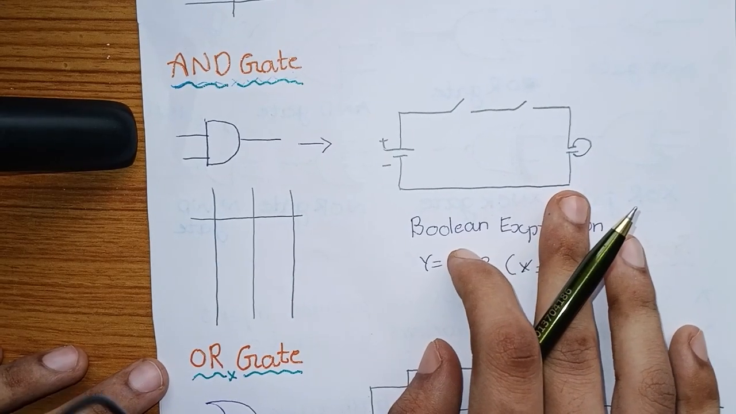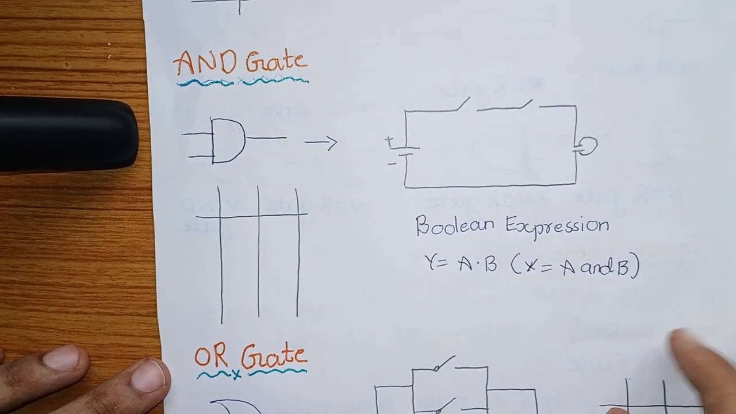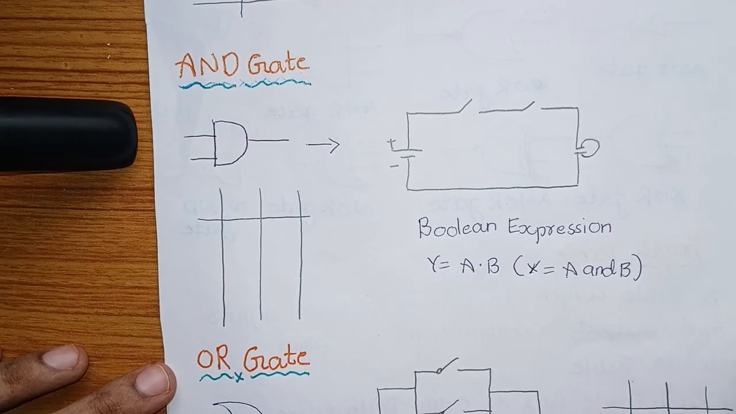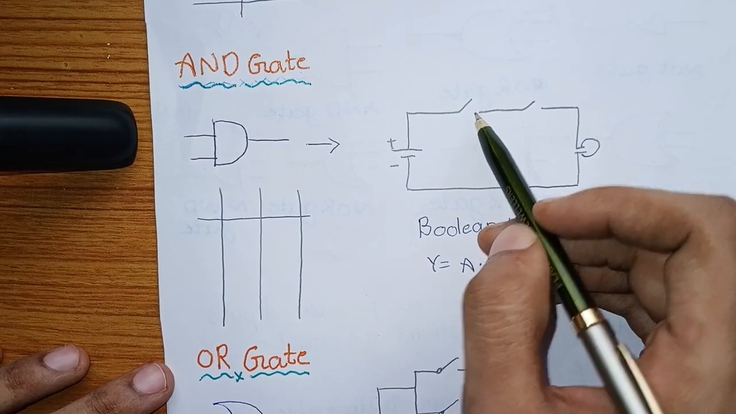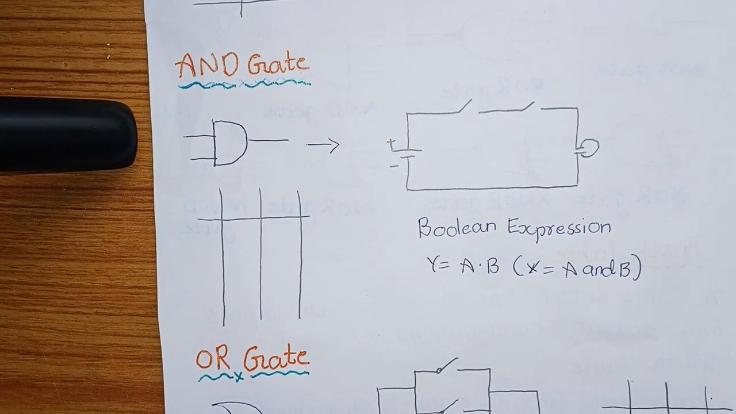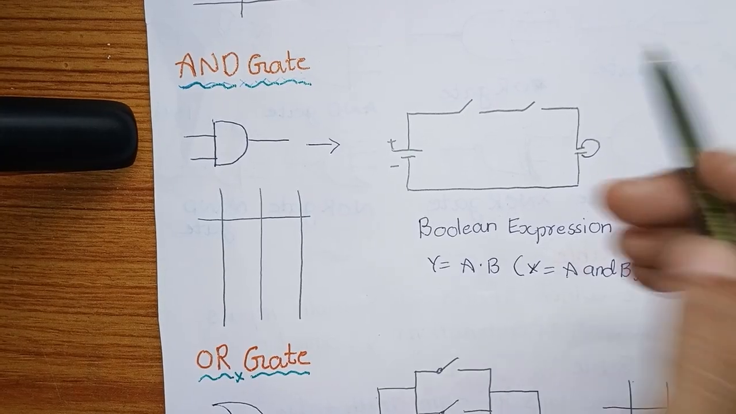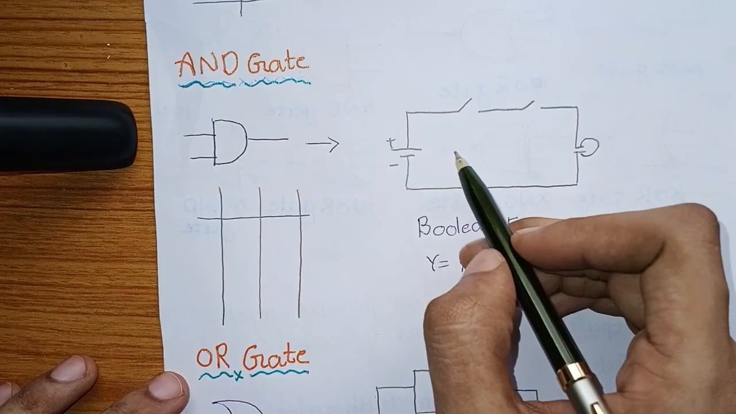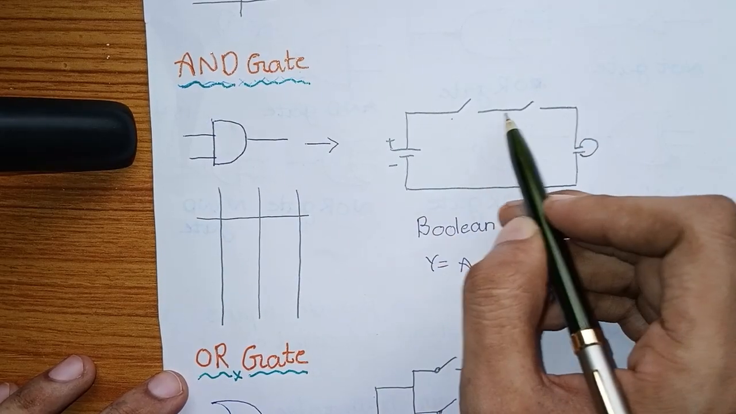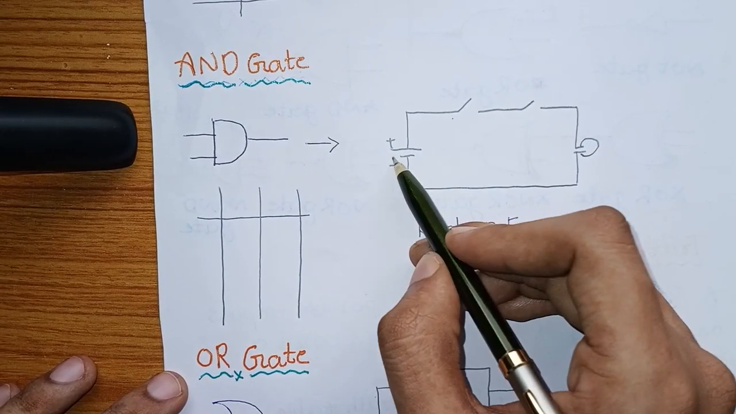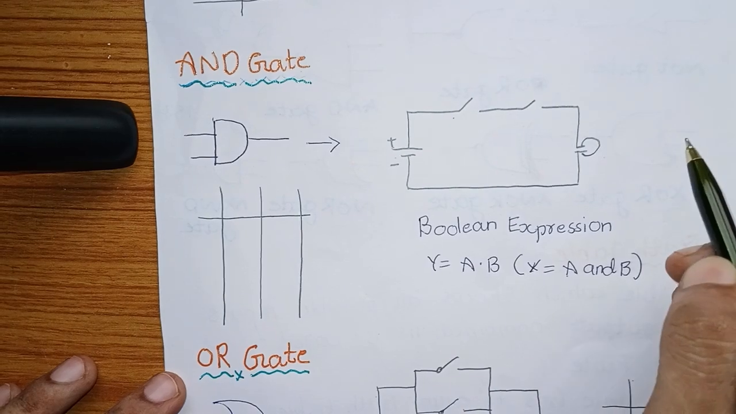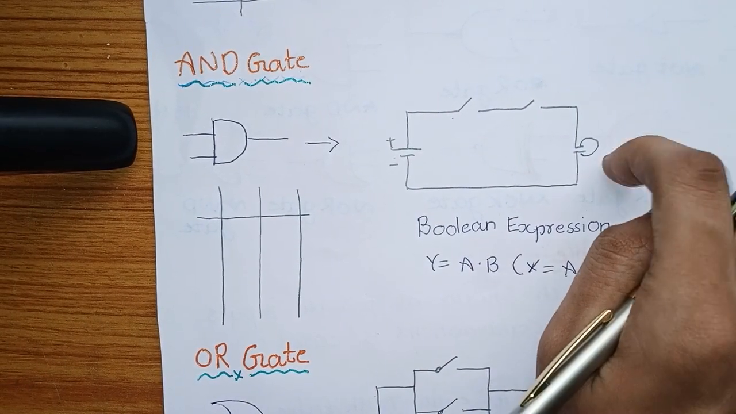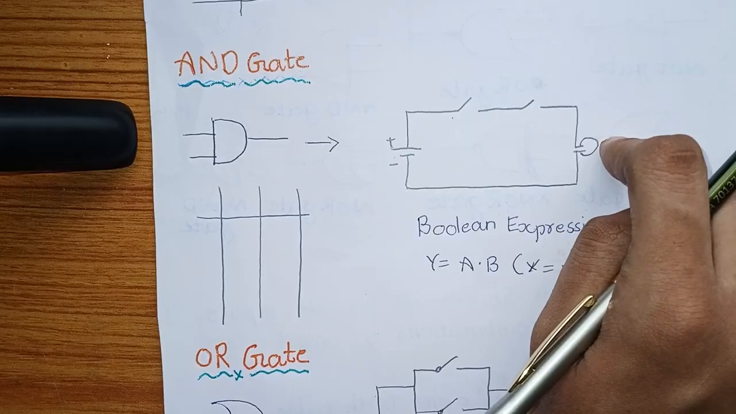Coming to this AND gate, this is very important and a very easy structure to understand. Let us now imagine a new circuit involving two switches connected in series, one battery and one bulb. Forget about the resistor and all those, and imagine this as a bulb now.